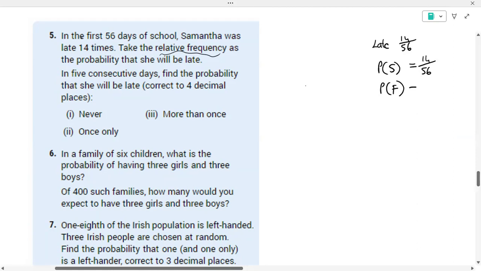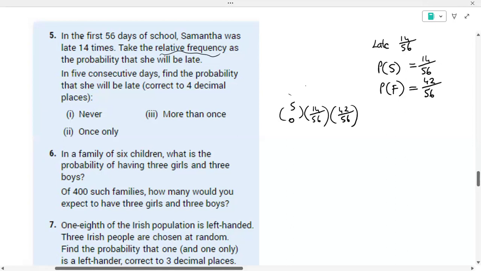And then this is a Bernoulli trial because you're either late or you're not late. So the not late is going to be the difference. So what's that? 42 out of 56. So in 5 consecutive days, so out of 5 days, find the probability she will be late never. Now, never late, well, then that would make that a 0. 5 choose 0. We would put down the probability of success, which in this case is late, but we're going to call it success. And then we write down failure.